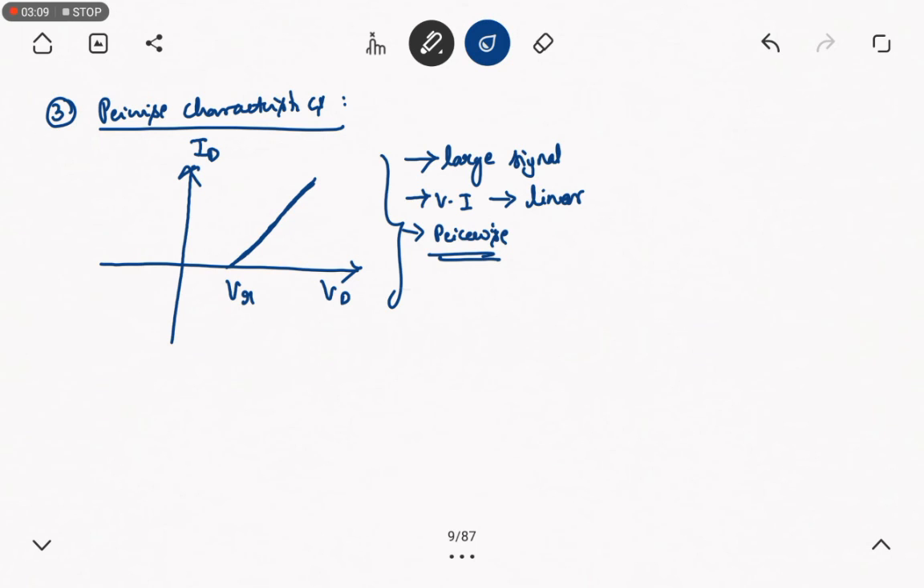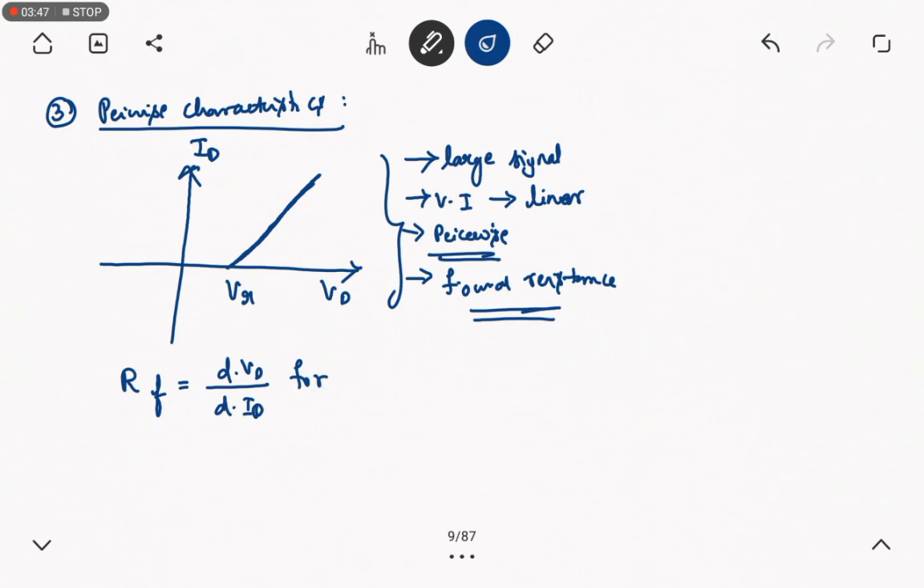The inverse of this linear characteristic slope can be termed as forward resistance. The equation for this piecewise linear characteristic is RF, which is also termed forward resistance. RF is equal to dVD divided by dID. The voltage and current will be changing. Why will it be changing? Since this will be gradually increasing, there is a change in voltage and current.